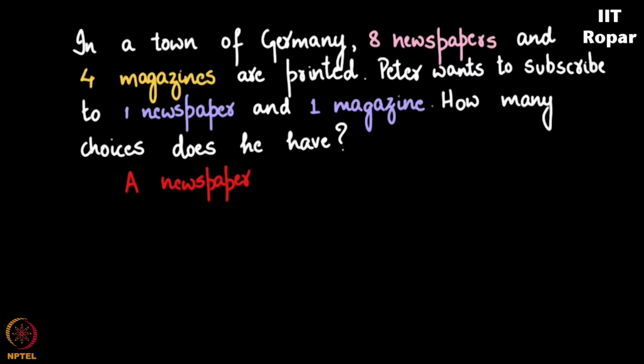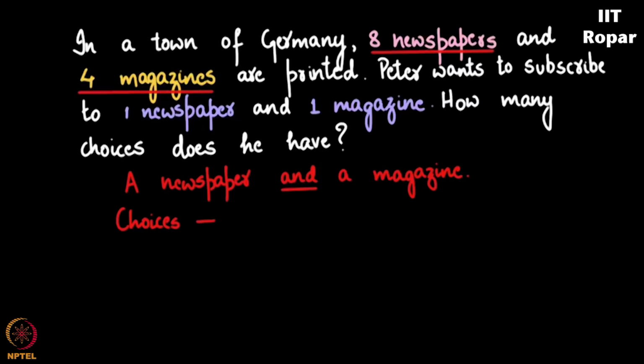So Peter wants a newspaper and a magazine. I'm stressing upon the word "and" here because he wants a newspaper and a magazine. So he has 8 newspapers and 4 magazines to choose from. And therefore it is 8 multiplied with 4, which is 32 choices. And out of these 32 choices, he's going to pick a newspaper and a magazine.